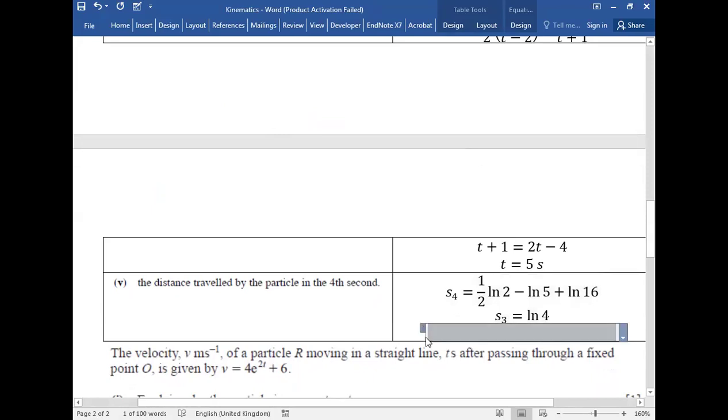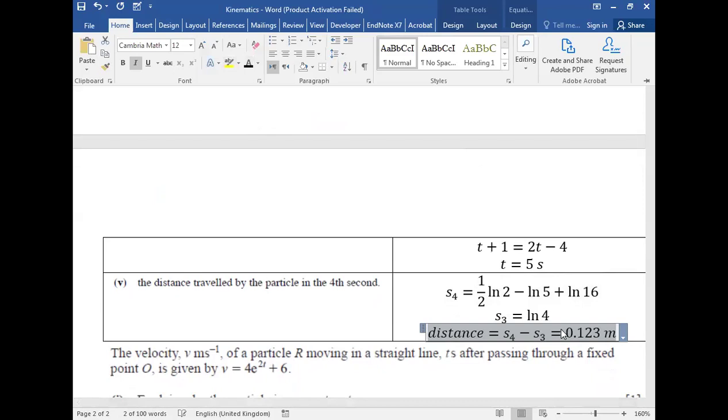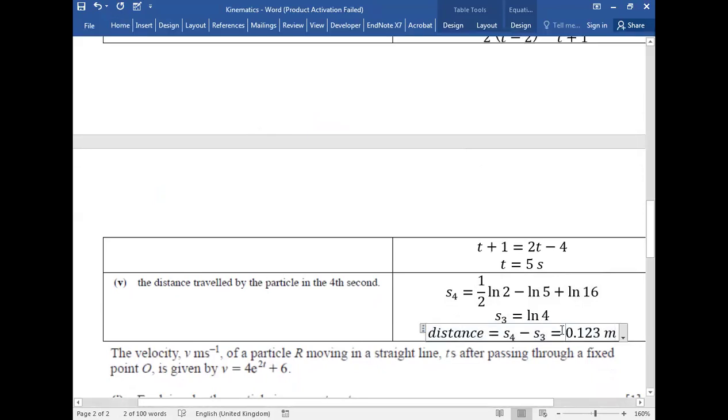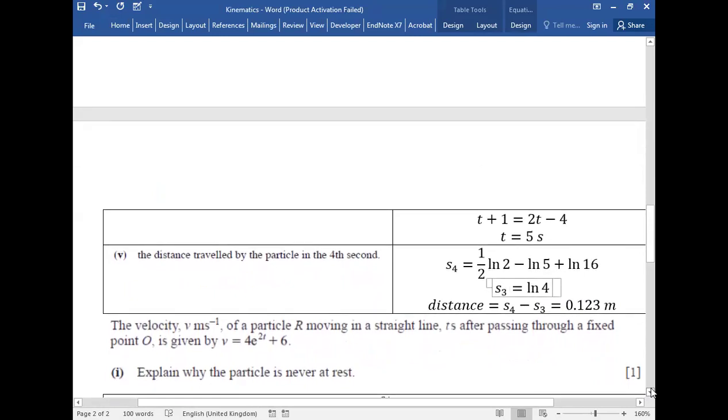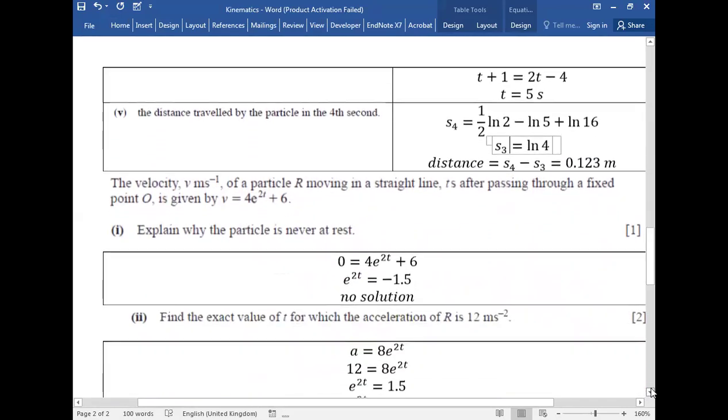So this is your displacement after 4 seconds and the displacement after 3 seconds. When you subtract both of them, you get the distance that the particle traveled in the 4th second, which is 0.123 meters. If it had asked for the exact value, we would have had to leave the answer in ln terms. Is this clear? Now let's give another question a try.